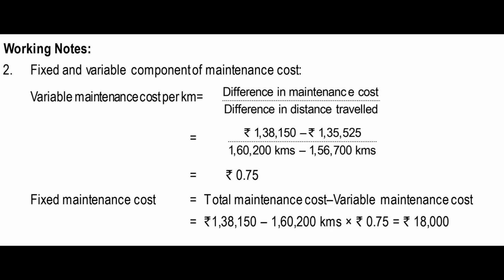Fixed maintenance cost is equal to total maintenance cost minus variable maintenance cost. You can take any one year. I will take the first year of maintenance cost: 1,38,150 minus 1,60,200 kilometers into 0.75. So multiply 1,60,200 kilometers with 0.75 rupees, then deduct from 1,38,150. The resulting figure would be called the fixed maintenance cost of rupees 18,000. Now go to the solution.